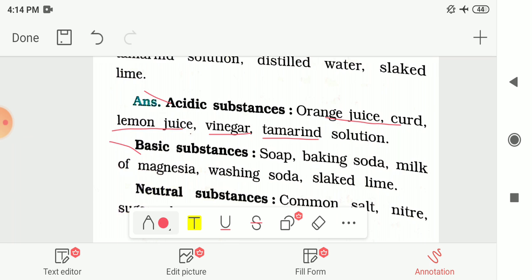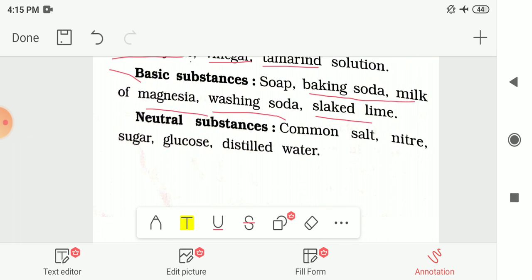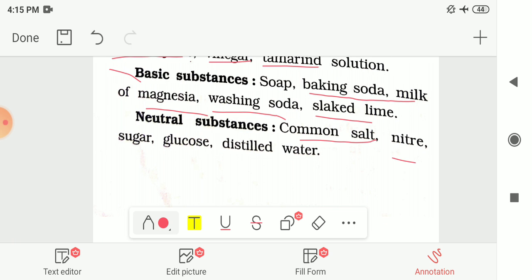In the basic substances, the names are soap, baking soda, milk of magnesia, washing soda and slaked lime. These are the basic substances which show the property of bases. And last one is neutral substances. So common salt, niter, sugar, glucose and distilled water. These are the neutral substances which do not show any effect on any of the litmus paper. So these are the classification between acidic substances, basic substances and neutral substances.